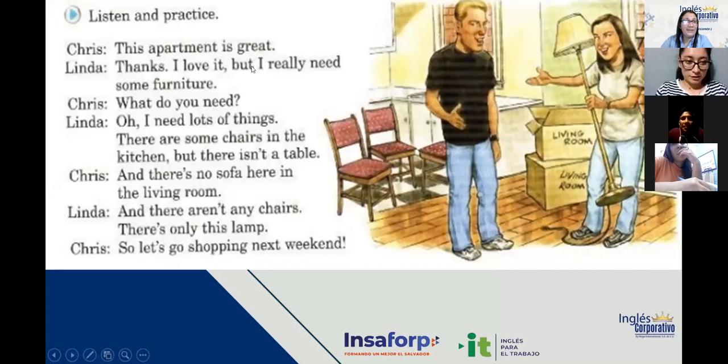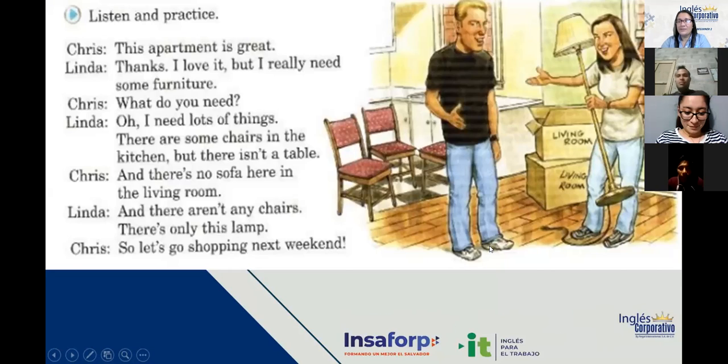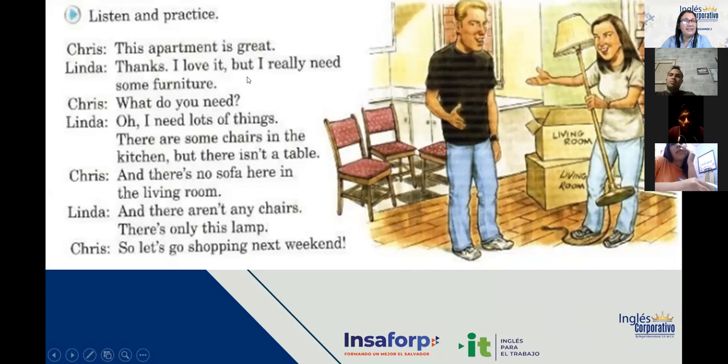So, this apartment is great. Sorry, one second, please. So, as you may see, Linda is probably moving to a new apartment, right? So, Chris says, this apartment is great. Thanks, I love it, but I really need some furniture. What do you need? Oh, I need lots of things. There are some chairs here in the kitchen, but there isn't a table. And there's no sofa here in the living room. And there aren't any chairs. There's only this lamp. So let's go shopping next weekend, okay?